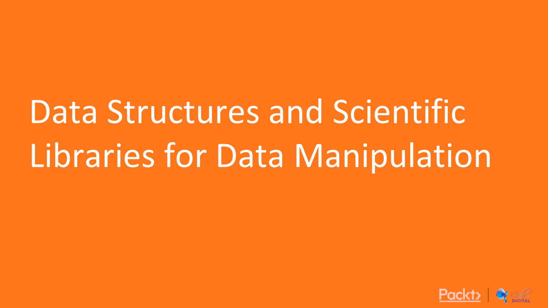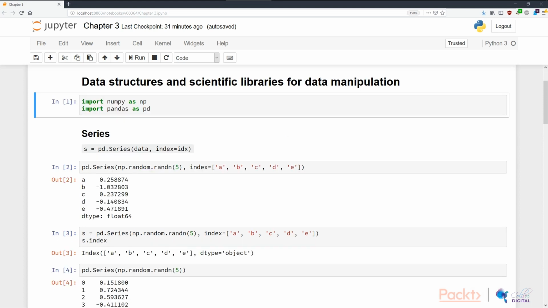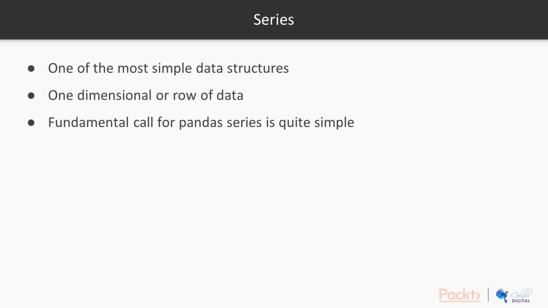Let's dive right in. So I'm back in my Jupyter Notebook, and I've navigated to chapter 3.ipynb, and that's a file located in the accompanying code files that come with this course. The first data structure that I'm going to introduce you to is the pandas series. So the pandas series is one of the most simple data structures you can use in Python, and it's basically a one-dimensional or row of data.